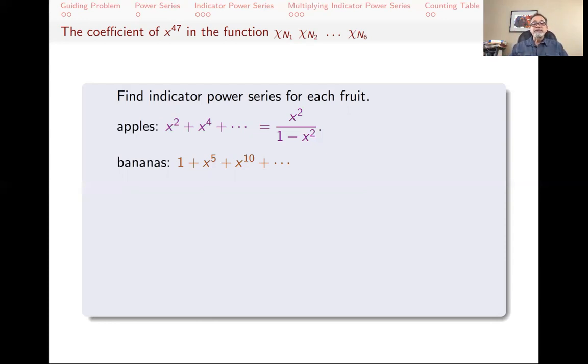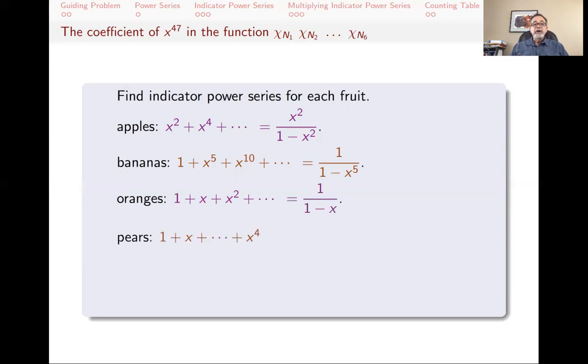1 plus x to the 5th plus x to the 10th is just replacing x by x to the 5th in the geometric series. And so we get 1 over 1 minus x to the 5th. For oranges, we can have anything we like. So it's just 1 plus x plus x squared, whatever. And that's just the geometric series, 1 over 1 minus x.